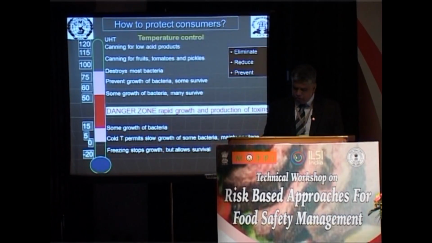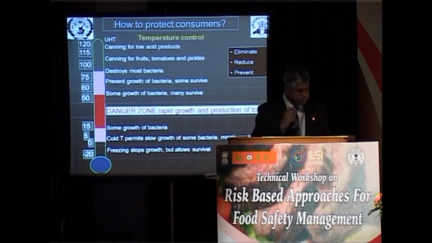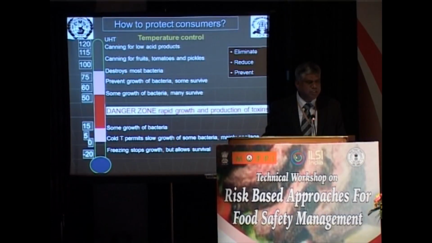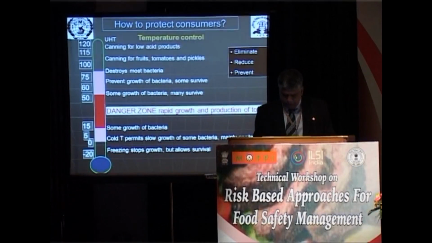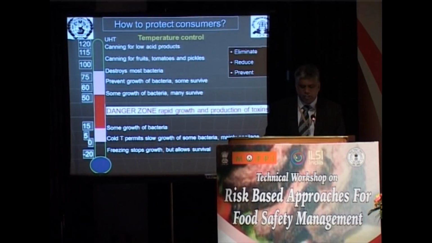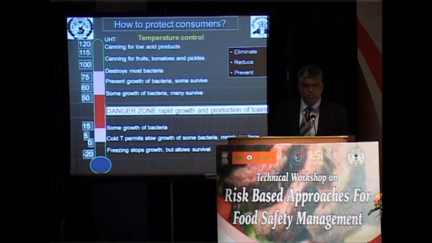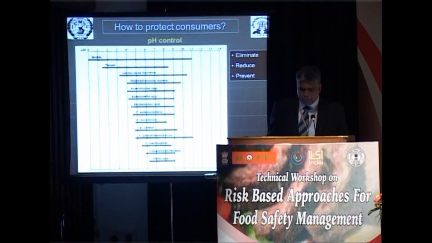Different temperature zones which are favorable to pathogens and which are detrimental to pathogens are depicted here. As we go to lower temperatures, although we can stop the growth of pathogens, they just remain there and survive. At higher temperatures, as you go up the ladder, there is destruction of pathogens, and at the highest temperature, we can even kill the spores of Clostridium species.